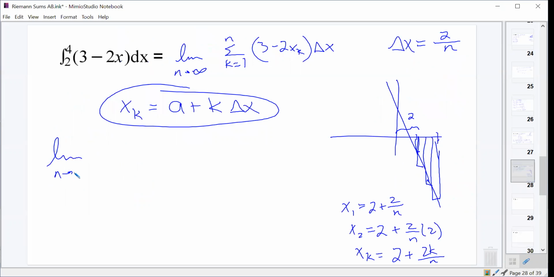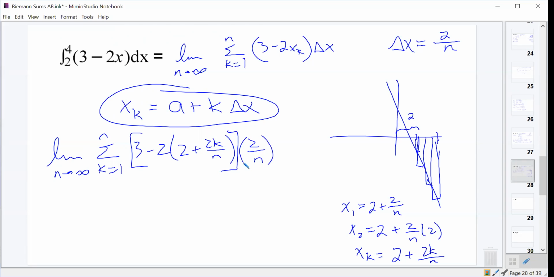So now we'll plug all this in. We've got a limit as n approaches infinity of a sum from k equals 1 to n of 3 minus 2 times (2 plus 2k over n) times delta x, which was 2 over n. And this gives us 3 minus 4, so it gives us -1, and it gives us minus 4k over n times our 2 over n.